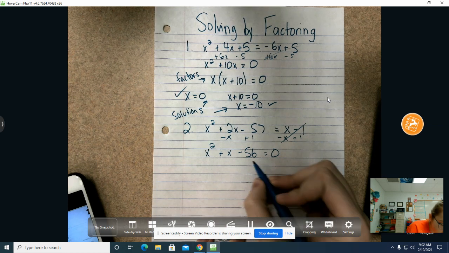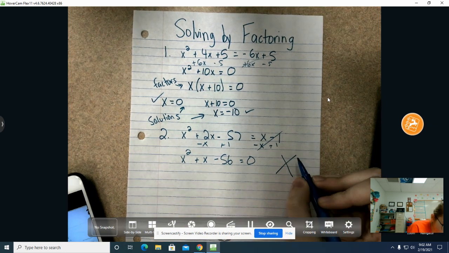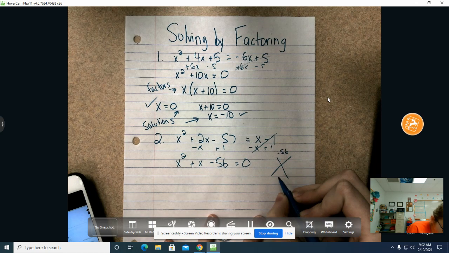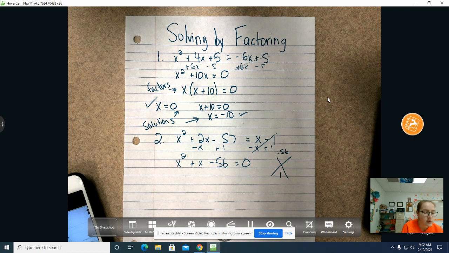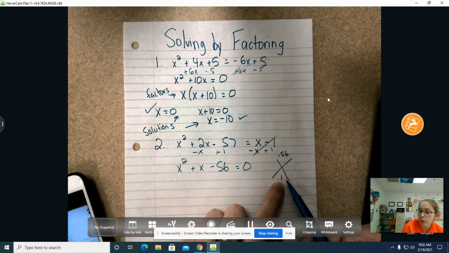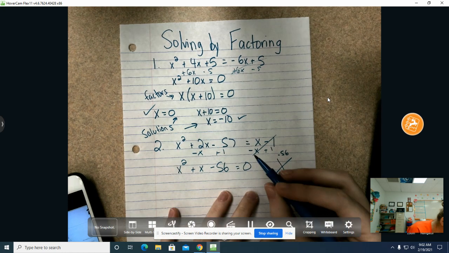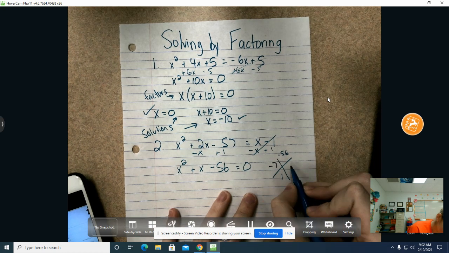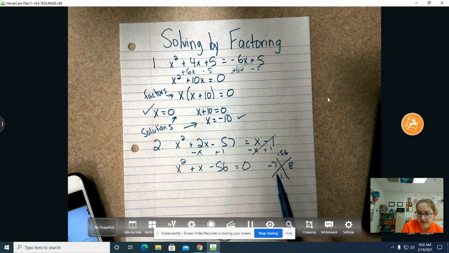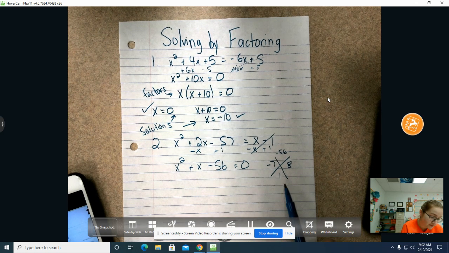So we'll make our x and we'll say, okay, I have negative 56 up here and I have 1 down here. What are two things multiplied together to equal negative 56, but add together to equal 1? In this case, it's going to be negative 7 and 8. Negative 7 times 8 is negative 56. Negative 7 plus 8 is going to give us 1.